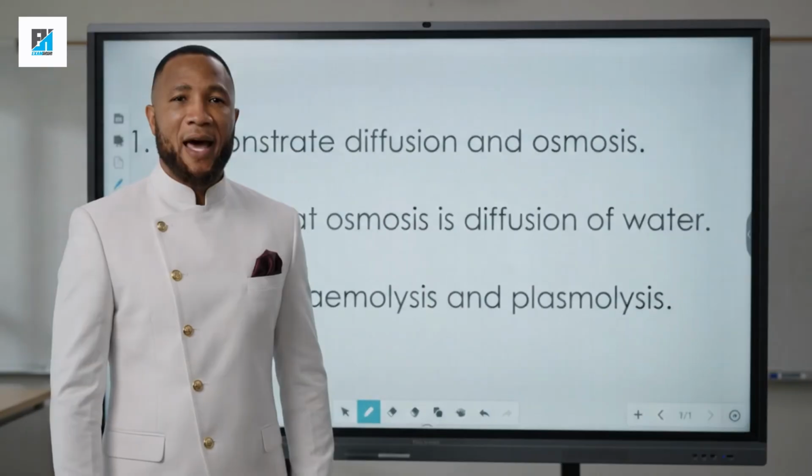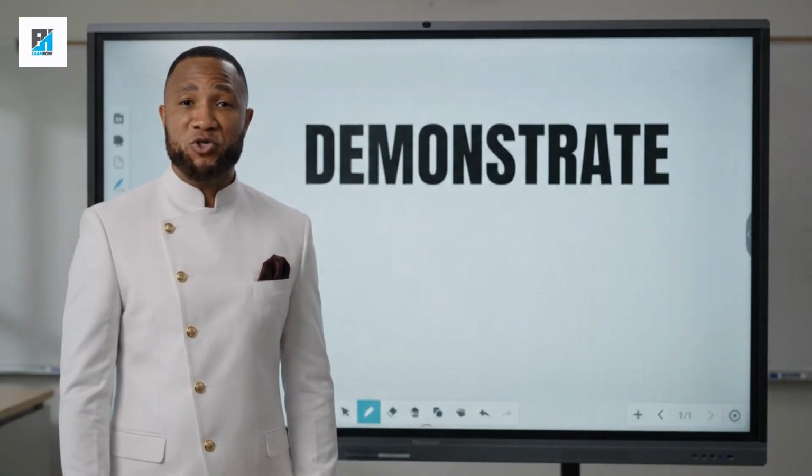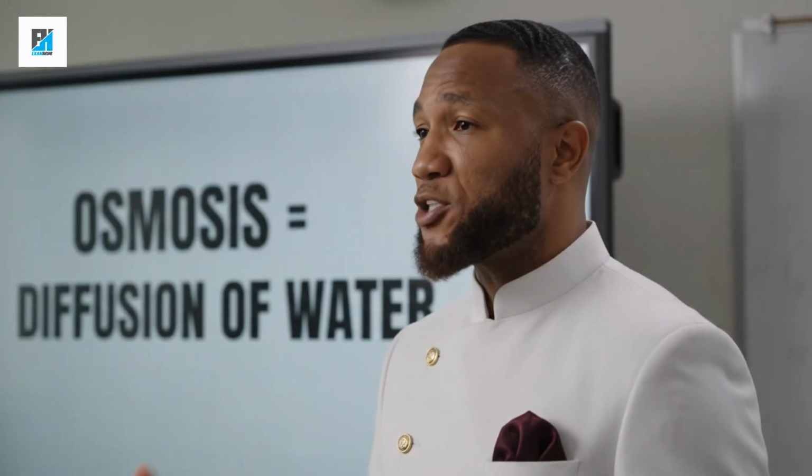Welcome to our biology lesson on the cell and its environment. Today, we will learn diffusion, osmosis, hemolysis, and plasmolysis. At the end of this lesson, you should be able to demonstrate diffusion and osmosis, explain that osmosis is diffusion of water, and describe hemolysis and plasmolysis.